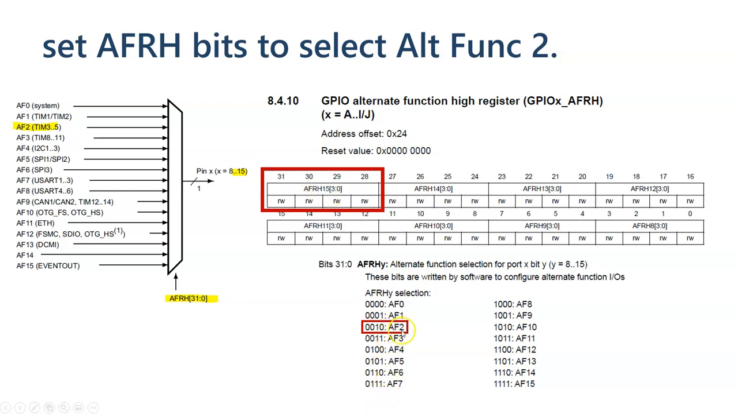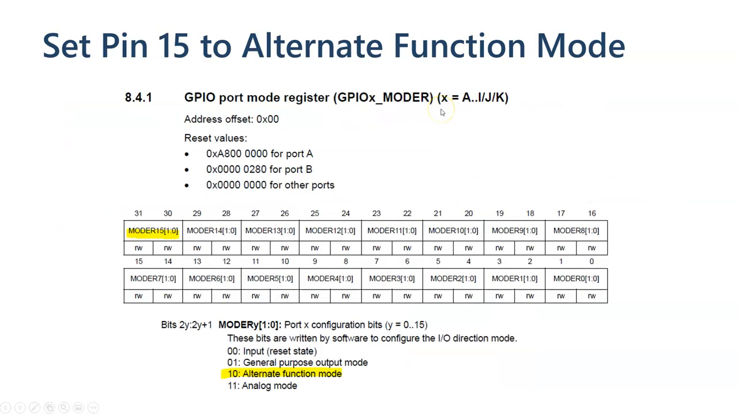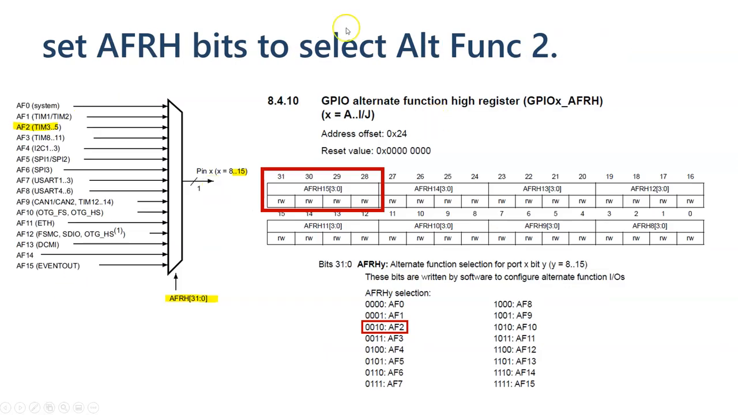It says to select AF2, we need to write 0010. So in other words, on the 0th bit we put a 0, on the first bit we put a 1, on the second bit we put a 0, and on the third bit we put a 0. So the first bit of AFRH 15 needs to be set to a 1. Okay, so let's go and set that up.